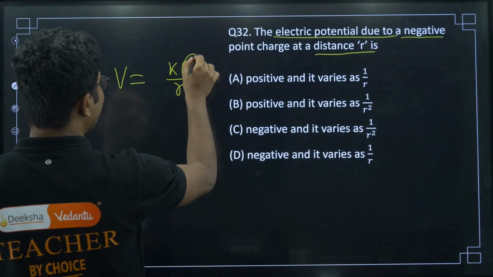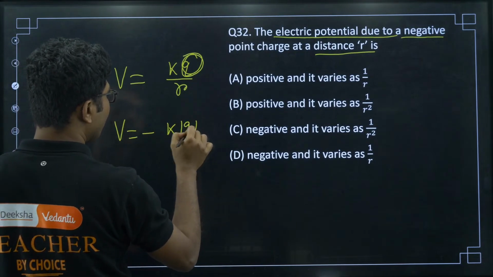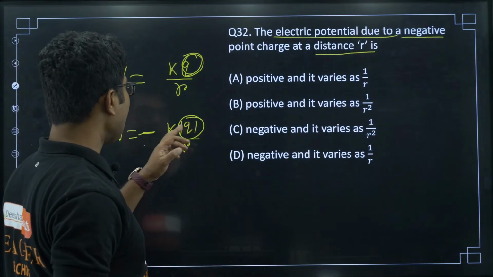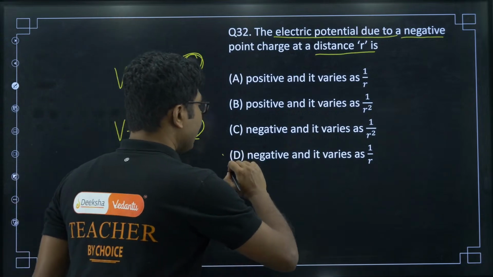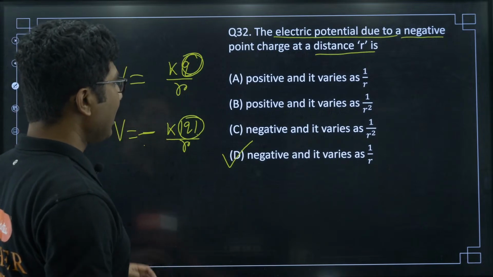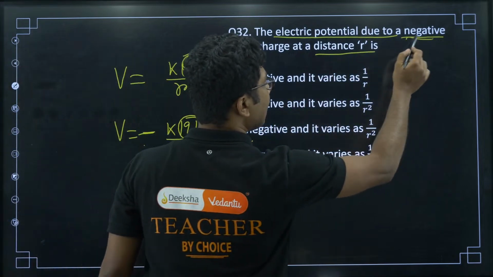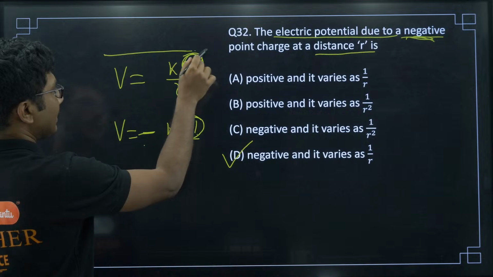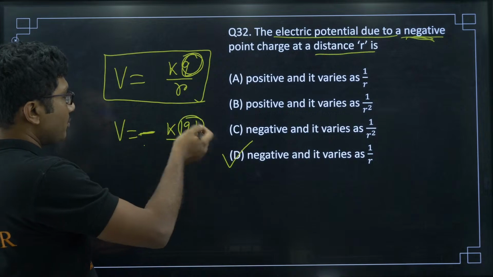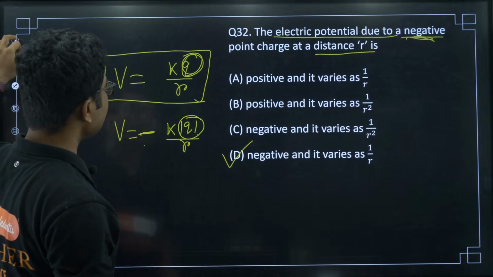Now, we know that Q is negative, given negative here. So, V will be minus k mod of Q by r. Since Q is negative, we can take that negative sign out and take the modulus of the charge. So, negative and varies as 1 by r. So, obviously, option D is the correct answer. Be careful: the charge is negative, and electric potential given by this formula is not negative by default. You have to put the negative sign because the charge is given negative. So, that is why it is negative and varies as 1 by r.